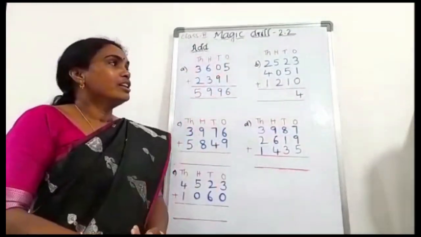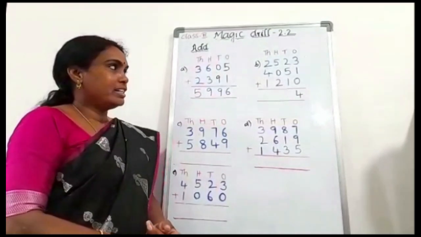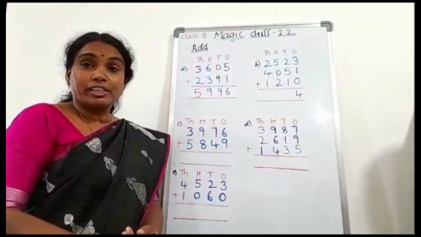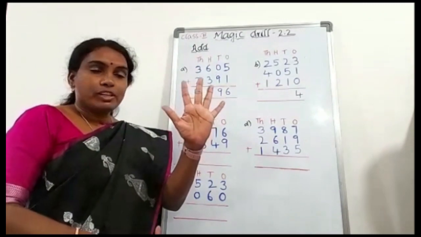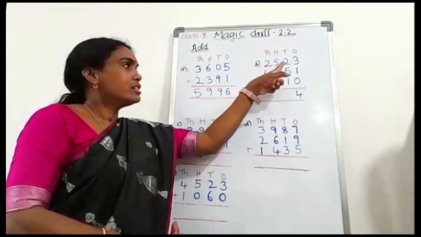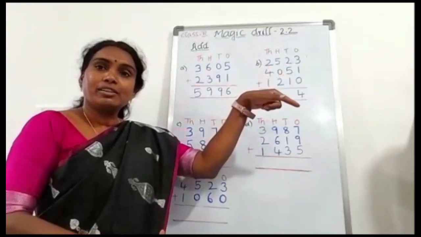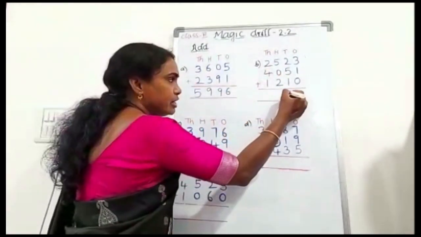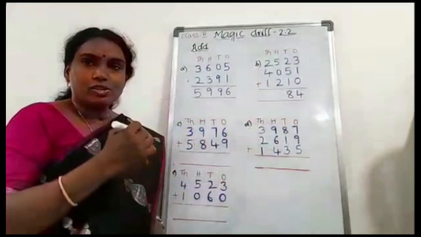In the tens column there are 2 tens plus 5 tens plus 1 ten. 2 tens plus 5 tens: 2 plus 5 is 7. 7 plus 1 is 8. Yes, children, 8 we write under the tens column.